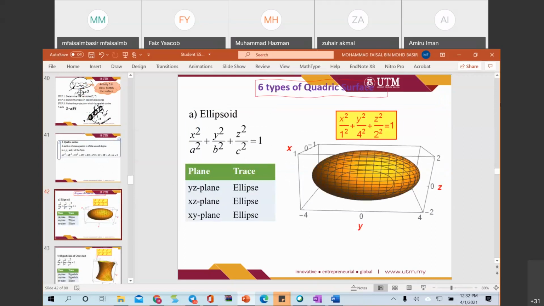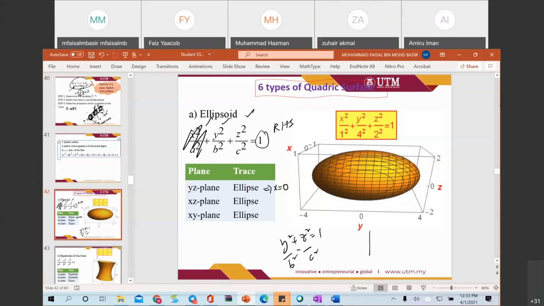For an ellipse, everything is squared. Remember, everything is squared. The right-hand side is 1. The left-hand side, everything is squared. So let's say the YZ plane. YZ plane means x is 0. So let's say if B equals C, it's a circle, right? So B should not equal C.